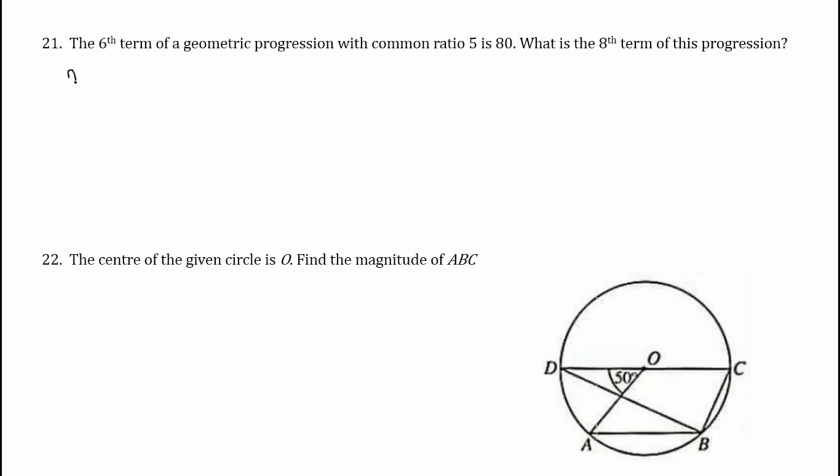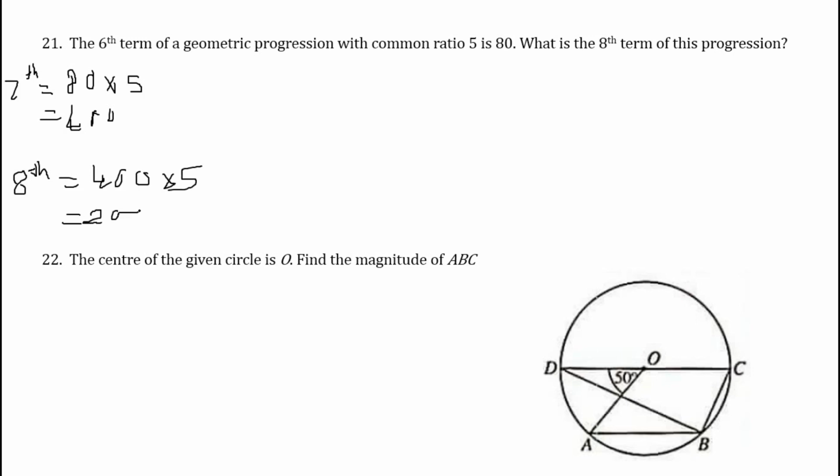First the sixth term, that will be 80. You multiply that with the common ratio, that will be 5, that will be equal to 400. This is the seventh term. But they are asking you the eighth term. So the eighth term will be equal to the seventh term, that is 400, multiplied by 5. The eighth term will be equal to 2000. This is the method number 1. This will be method number 2.